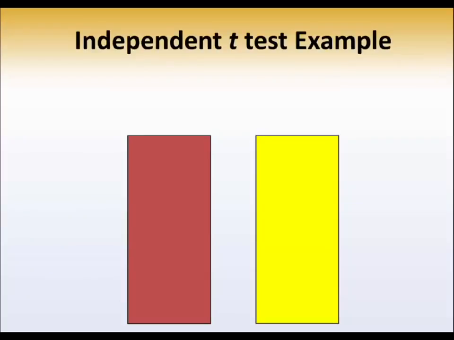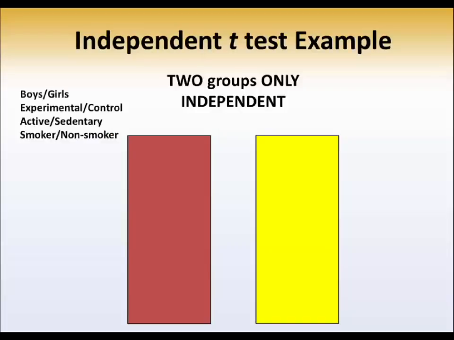Here's an independent t-test. Think about this model. We have two groups, only two groups, and they are independent. Independent in the sense that if you're in one group, you're not in the other group. So it might be things like boys and girls, experimental and control, active and sedentary, smoker and non-smoker, even alive and dead would be independent groups. So let's take a look at some hypotheses and some distributions that illustrate the t-test.